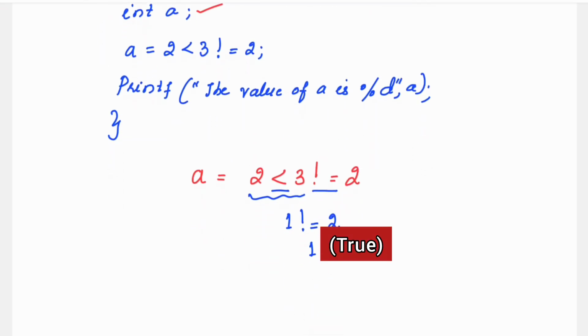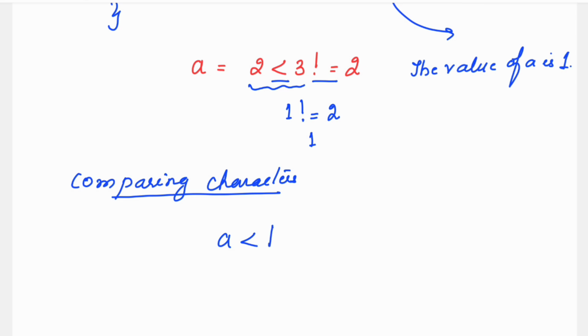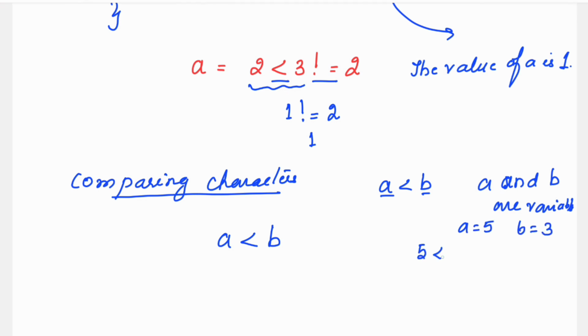So now when you print the value for A, the value of A is what? 1. Suppose you are comparing only characters, what will be the result? Let us see here. If I am writing A less than B, that means here A is a character and B is also another character. Suppose you have A less than B, but in this case A and B are variables. If A is 5 and B is 3, that means 5 less than 3, it is what?